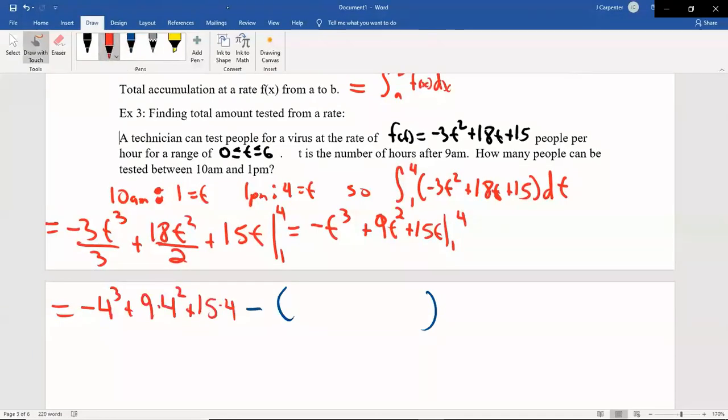Now we plug in the 1. So that's -1 cubed plus 9 times 1 plus 15 times 1. 4 cubed is 64, so that's -64. Now there was no parentheses, so the even or oddness of that exponent doesn't matter. That would be a negative no matter what. Plus 4 squared is 16. 16 times 9 is what? 144. Plus 15 times 4 is 60.